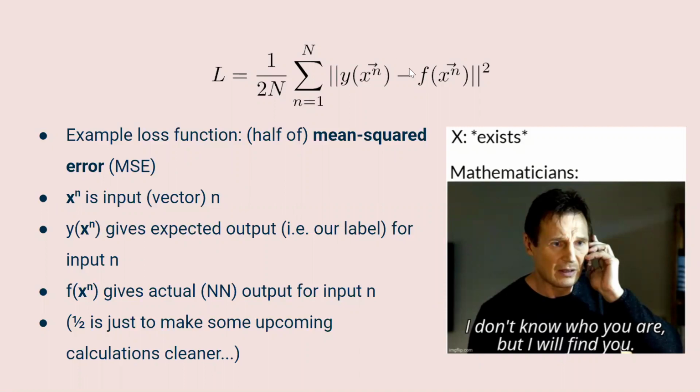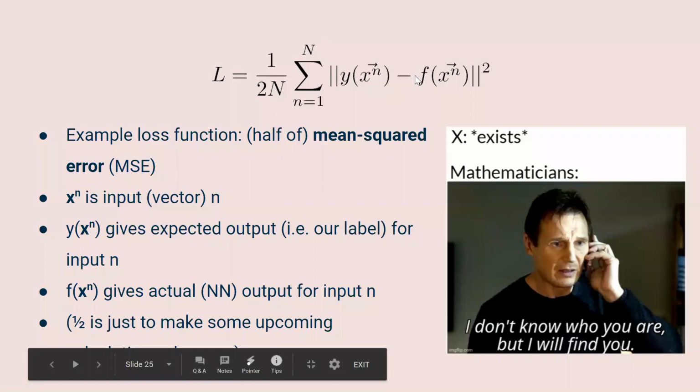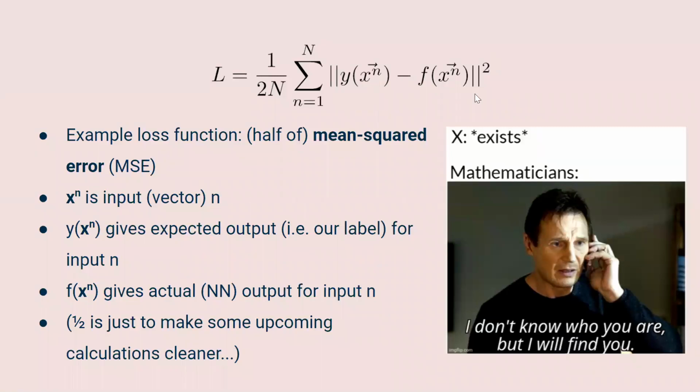And our f here represents our neural network output, which may or may not be correct, right? And so all we're doing is just looking at the difference of this, right? And these double bars here just stand for the norm. You can think of it as like Euclidean distance in higher dimensions. So basically just the distance between these two vectors.